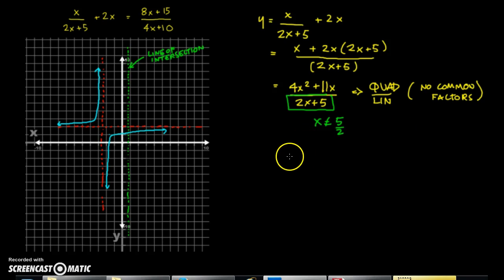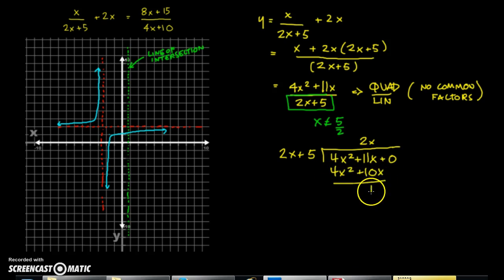Well, there is nothing I can do except divide in and get that equation. So I'm looking at 2x plus 5 dividing into 4x squared plus 11x. In order to do that, I'm going to have a 2x. Well, I should add in that 0 too. Don't forget that. Let's not forget all the things we've learned. Plus 10x. That gives me a 1x plus 0.